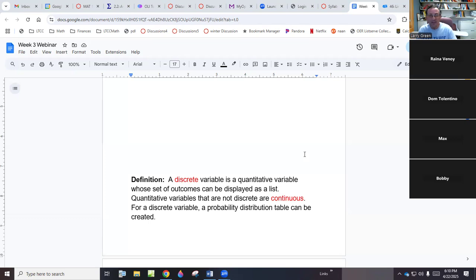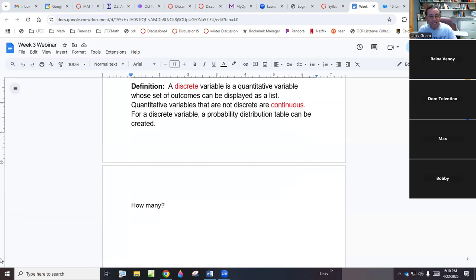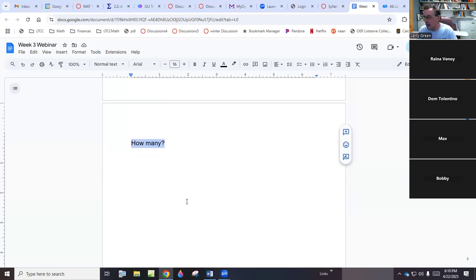Or how much coffee? Any questions on these ideas? So how many is kind of the grammar we use for discrete, and how much is the grammar we use for continuous. That sometimes helps you understand it. Any questions on discrete versus continuous?